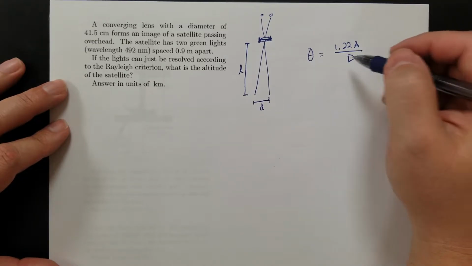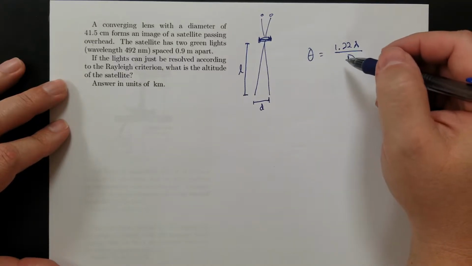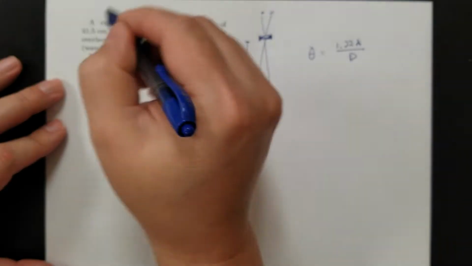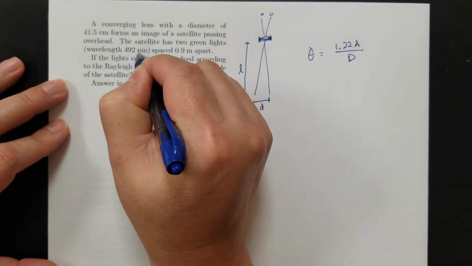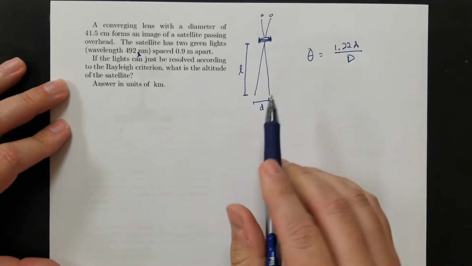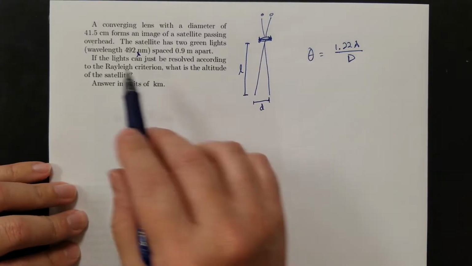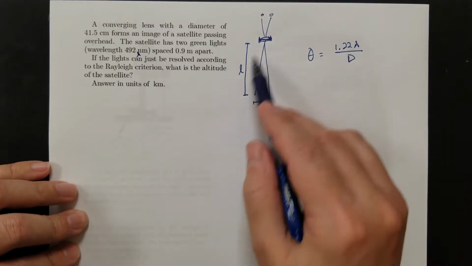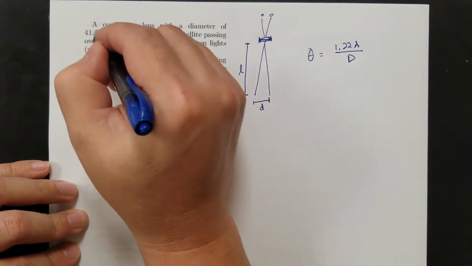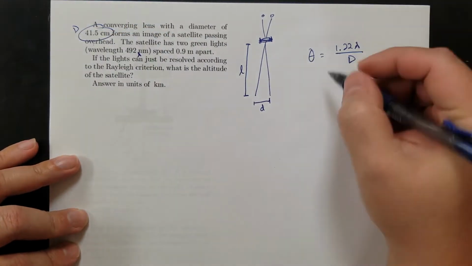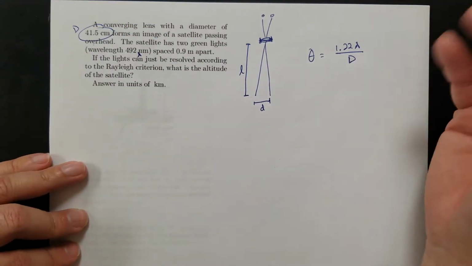So I can take this and solve for the angle, right? Because we know this is going to be our wavelength. That's our wavelength right there. And we know D is the diameter of the lens. That's this. That's D, right? So I can solve for theta. Theta is the angular resolution, I should say.